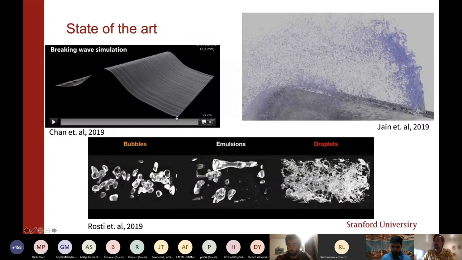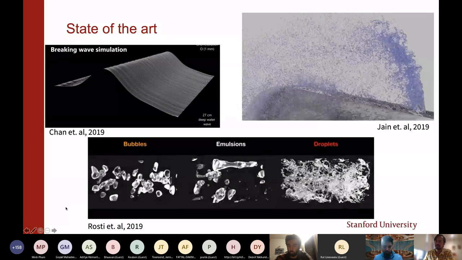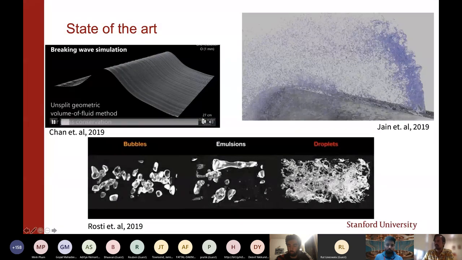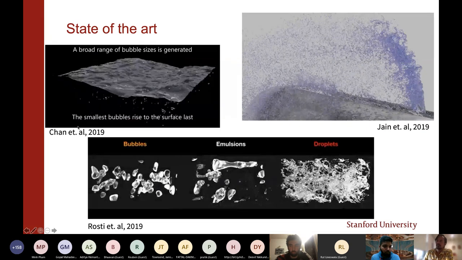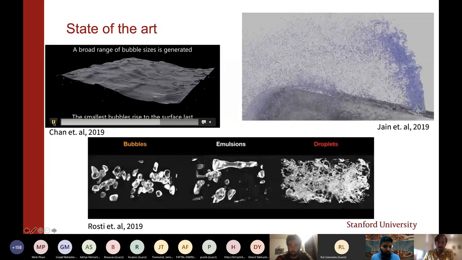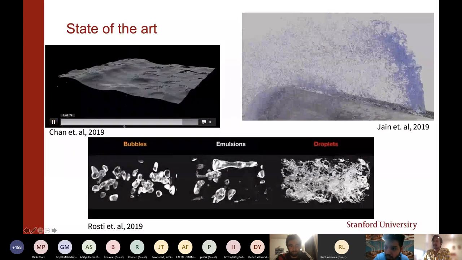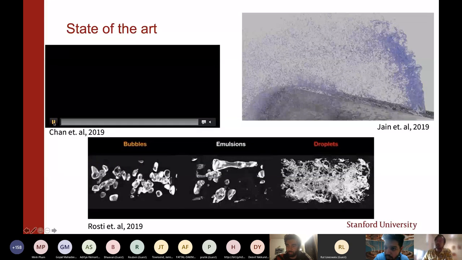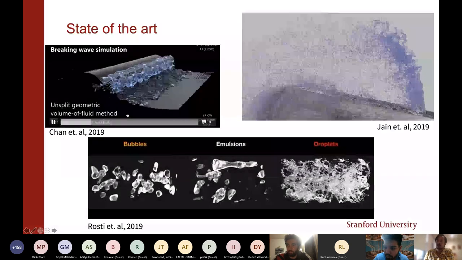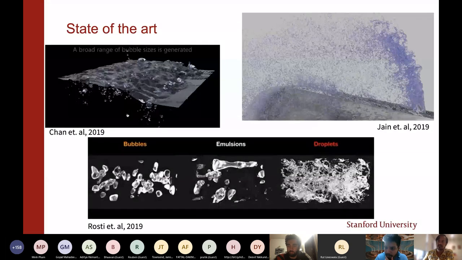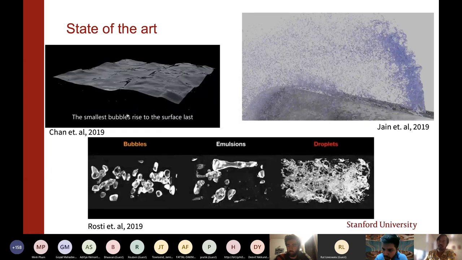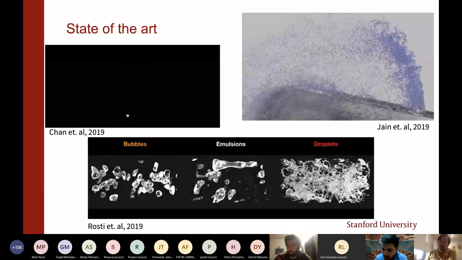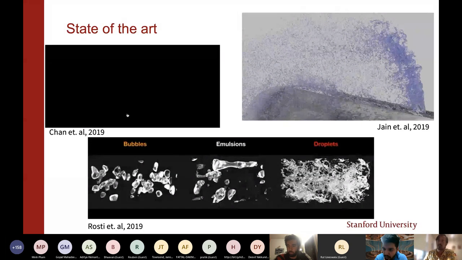Here I'm just showing some state-of-the-art simulations of these multiphase flows that we actually simulated. You don't actually need audio for this. This is a simulation of a breaking wave in the ocean. This is important, for example, if you are interested in studying how much gas gets dissolved into the ocean. That's important because we want to track how much CO2 gets transferred, which reduces the greenhouse effect. It's important for climate change, basically.